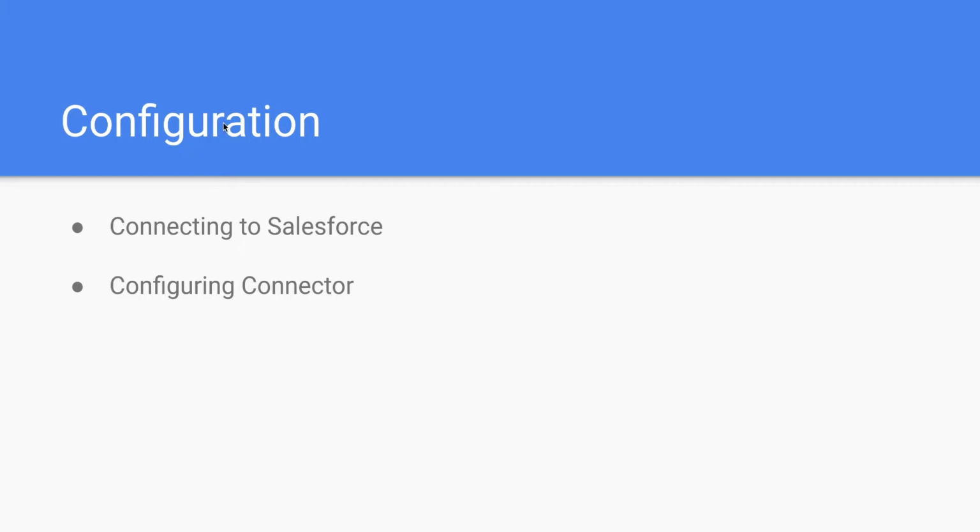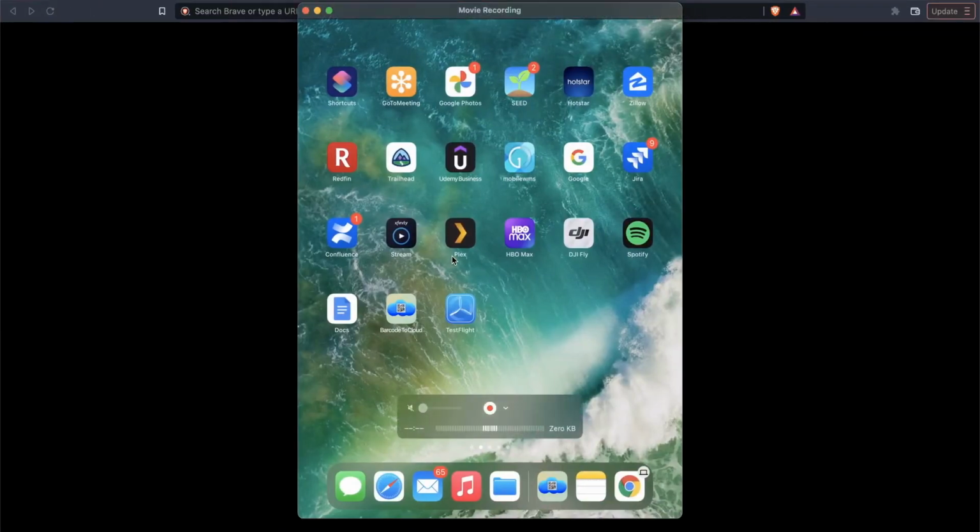So basically, this application needs some initial configuration, and as part of this configuration, first you need to connect to Salesforce, and then you have to configure a connector. Once these two steps are done, you will be able to execute different actions in Salesforce just by scanning barcodes. So I am going to pull up the application.